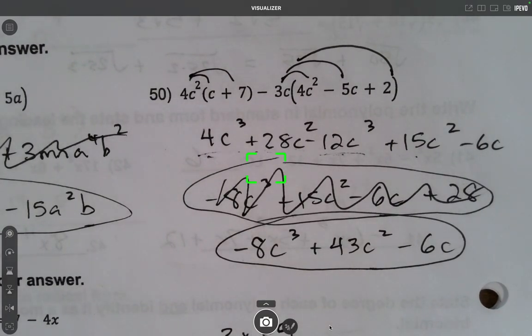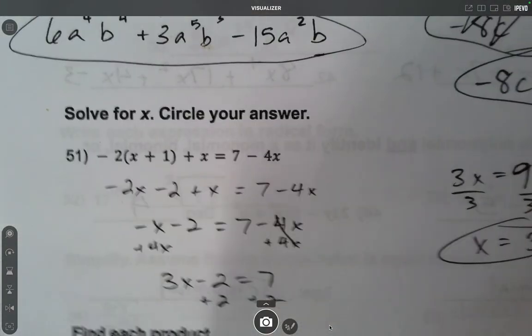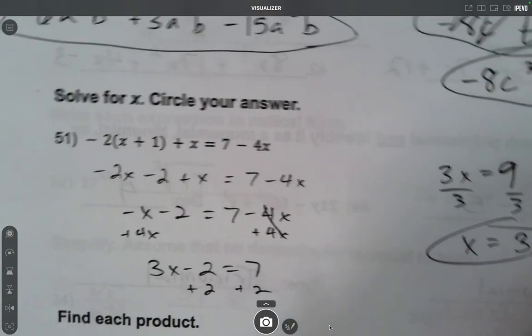It's a little better. Okay. Don't worry, we'll take a break again in about 10 problems or so. We'll get there.